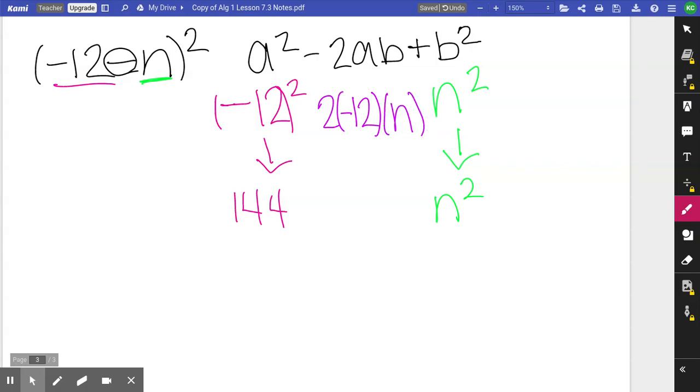Now, this is where things are going to get kind of tricky. So we want to make sure that we keep our negative sign with our 12. Okay, we cannot lose track of that. It has to stay glued to the 12 the whole time. Okay, so we're going to go ahead and multiply 2 times negative 12, which is going to give me negative 24n.